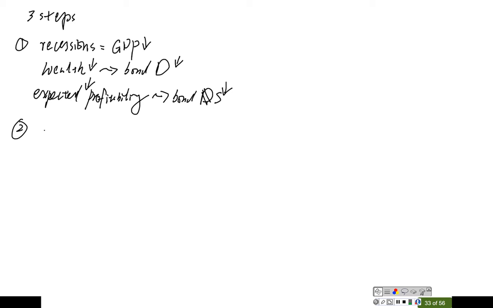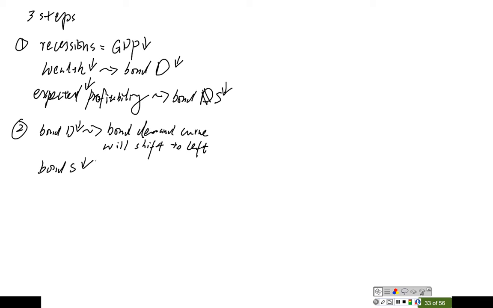If bond demand goes down, it normally means the bond demand curve will shift to the left. If bond supply goes down, we also know the bond supply curve will shift to the left. Okay. So now we actually can draw the graph to analyze what happens.